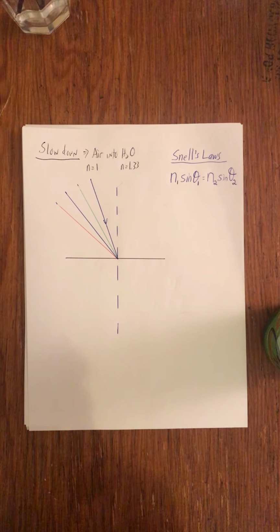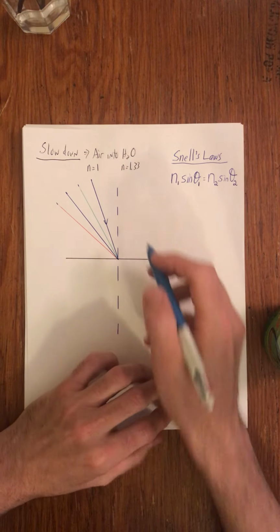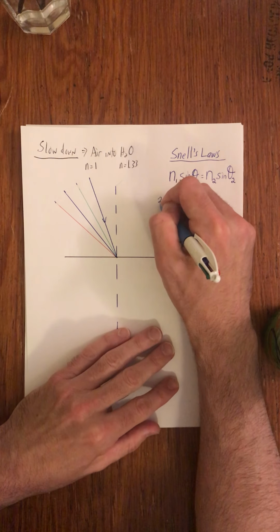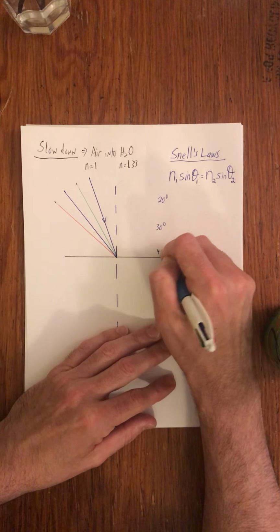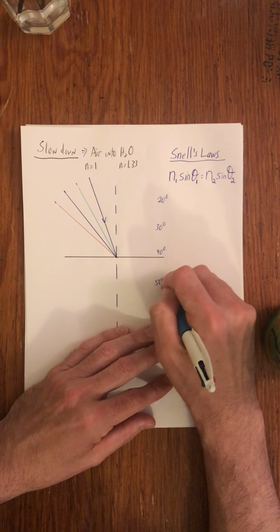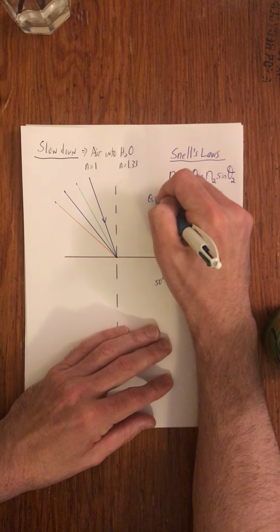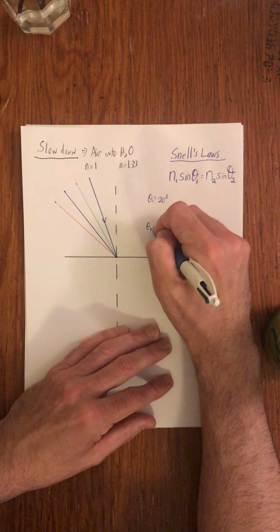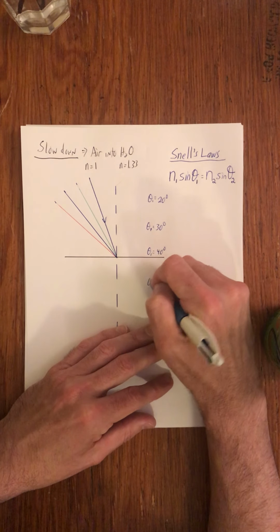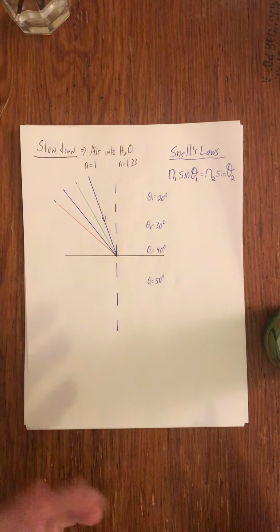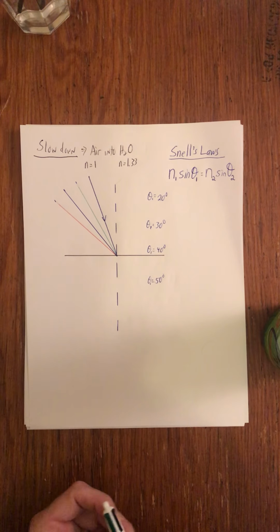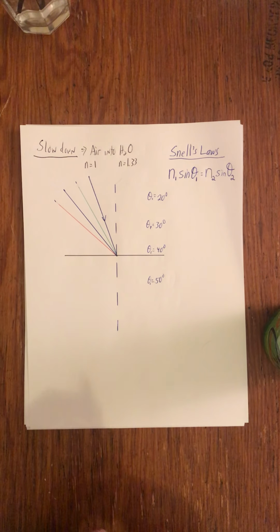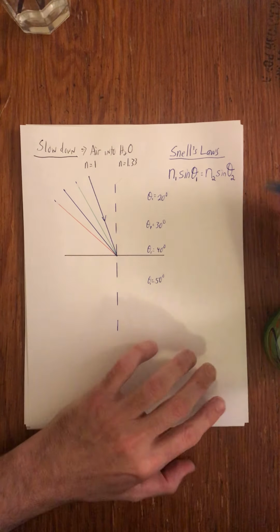So what I want you to do is stop the video, and we know that we did this for a 20-degree angle of incidence, a 30-degree angle of incidence, a 40-degree angle of incidence, and a 50-degree angle of incidence. So theta 1 is equal to that, theta 1 is equal to that, theta 1 is equal to that, and theta 1 is equal to that. So what I want you to do is stop the video and use Snell's law in order to find the angle of refraction for each of these. And go for it.